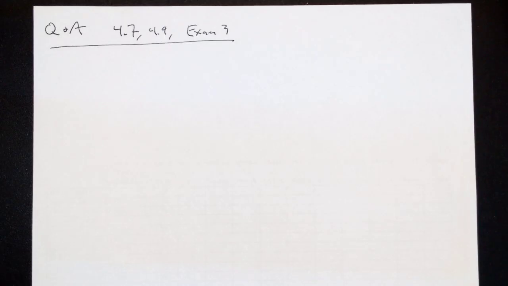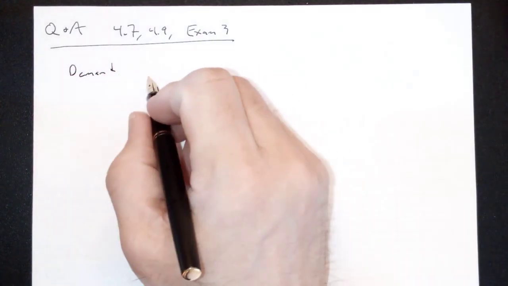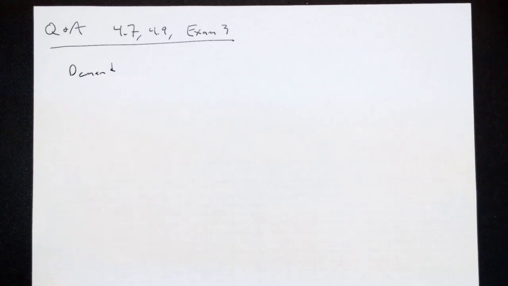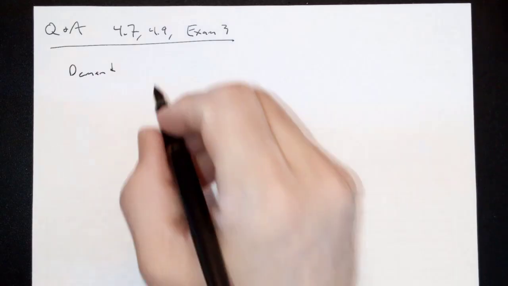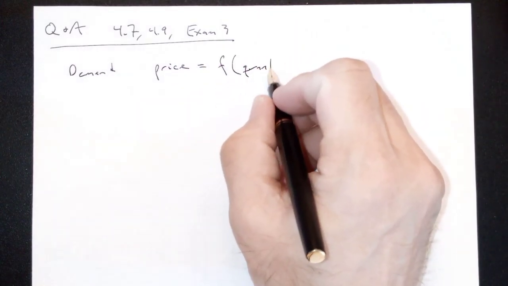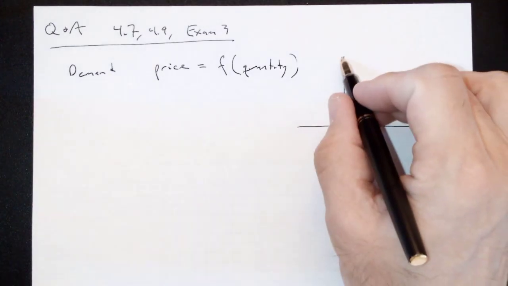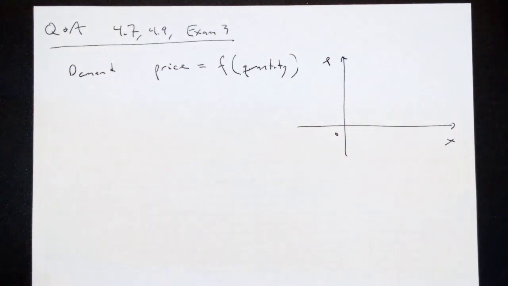Maybe a little bit more on how to derive the demand, not actually take the derivative, but set it up. Okay, so a demand function is usually written as price as a function of quantity. So let me just start with an overarching idea.